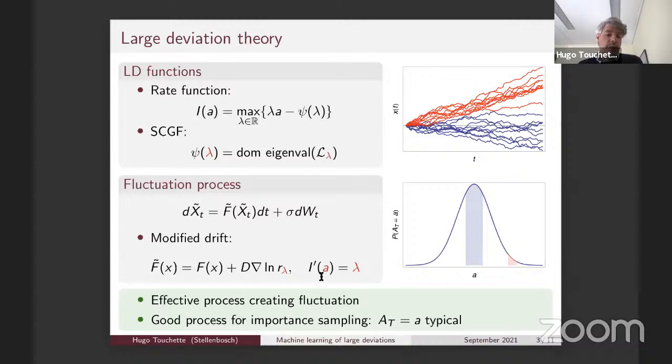Okay, so this is something that's been known for quite some time. We have that effective process that creates or explains how the fluctuation is created. And at the same time, this is good for simulation. It's a good process for simulations because it makes a fluctuation typical. This is how you change the drift essentially to make the fluctuation typical. And then it describes how that fluctuation happens with that modified drift.